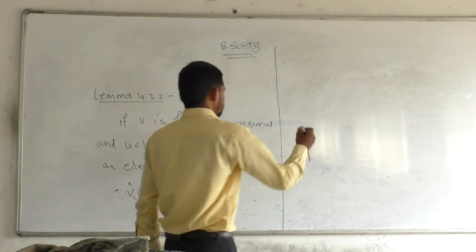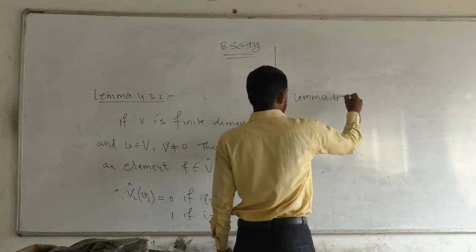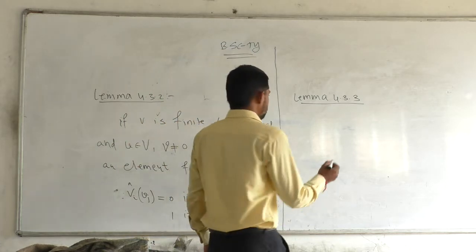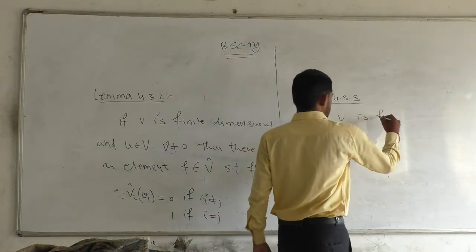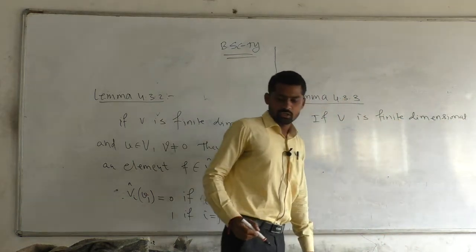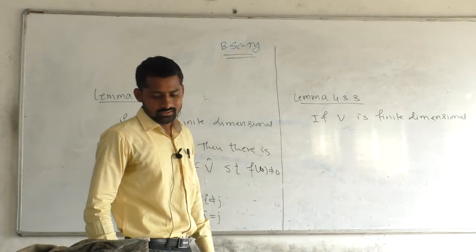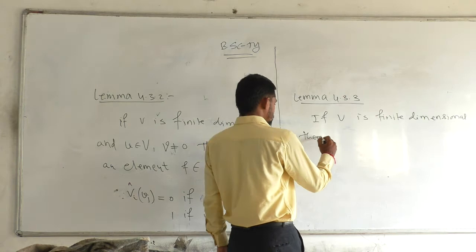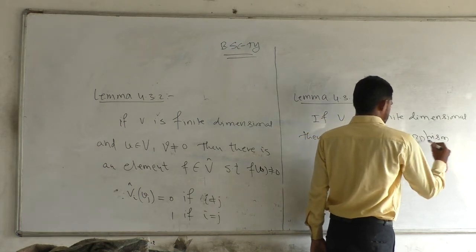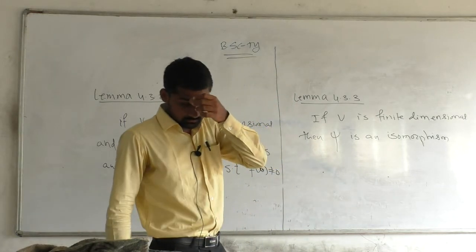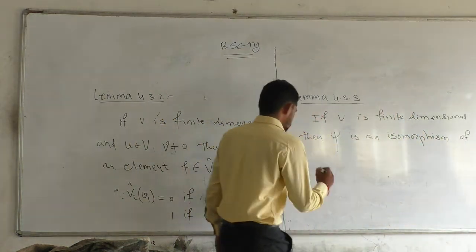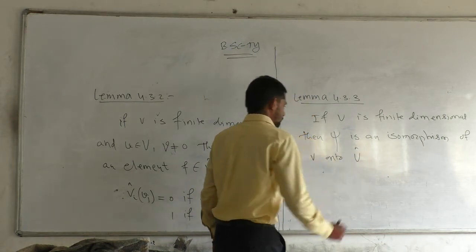Lemma 4.3.3. If a vector space V is finite dimensional, then psi is an isomorphism of V onto V dual.